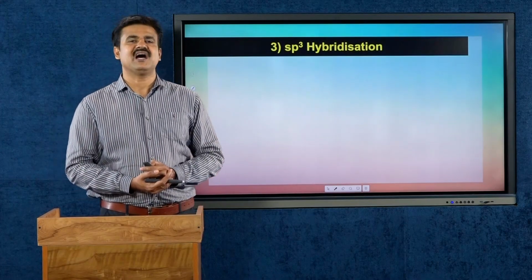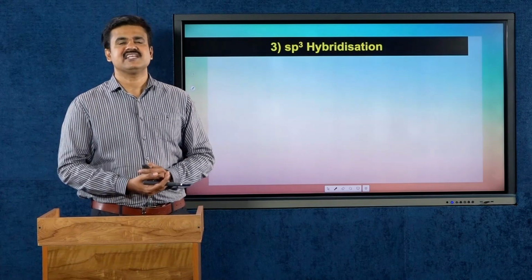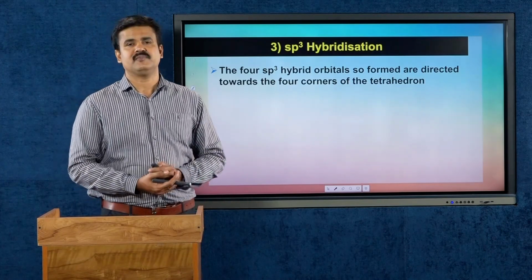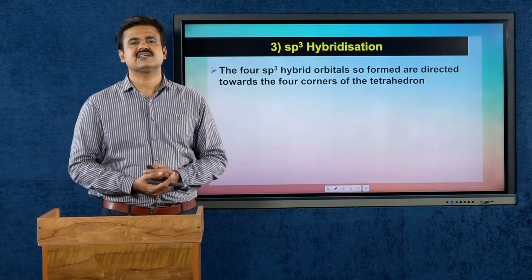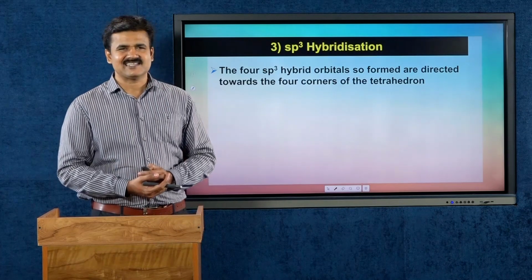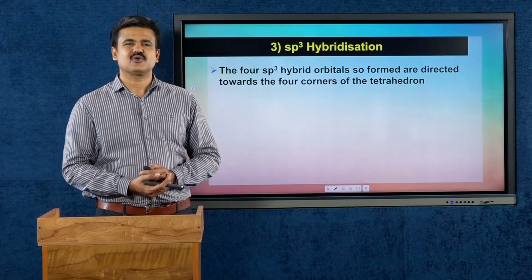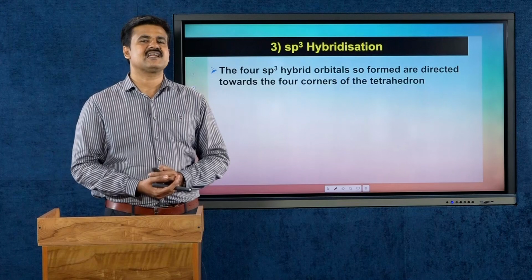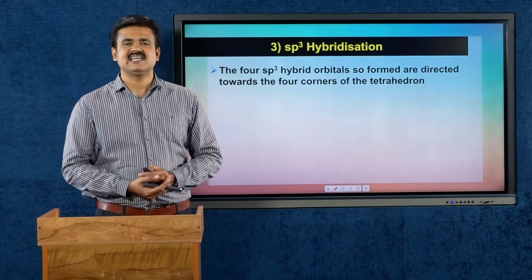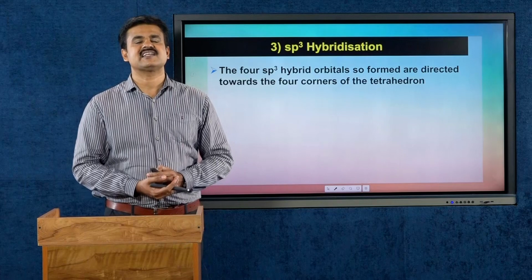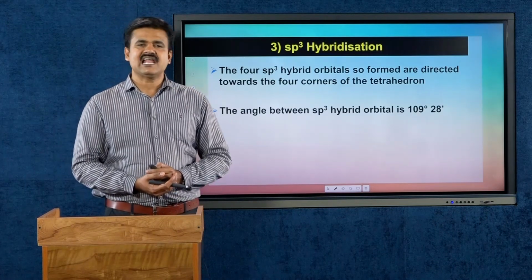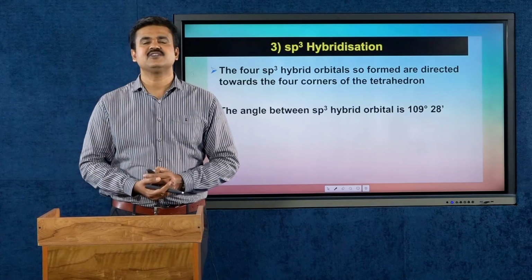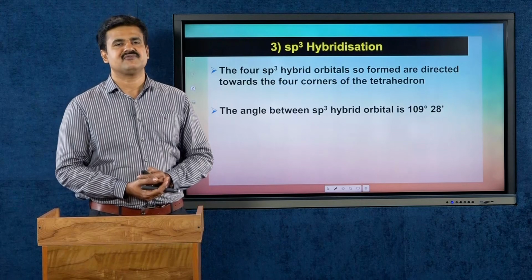Now we are entering into another popular hybridization, that is sp3 hybridization. The 4 sp3 hybrid orbitals so formed are directed towards the 4 corners of a regular tetrahedron. That is, in sp3 hybridization, 4 orbitals take part in hybridization and 4 sp3 hybrid orbitals are produced. These 4 sp3 hybrid orbitals have a stable tetrahedral arrangement, so the geometry is tetrahedral. The angle between sp3 hybrid orbitals is fixed, equal to 109 degrees 28 minutes, or simply 109.5 degrees.